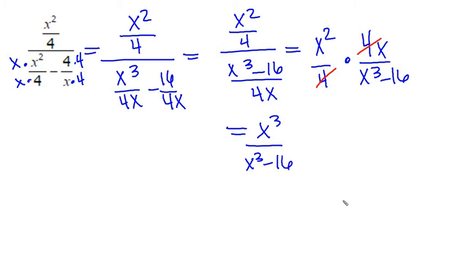Now, oftentimes students will want to simplify that x cubed, but remember that that is not what this is. We cannot bust apart a denominator. We cannot break that apart. So x cubed has to be divided by the quantity x cubed minus 16. So this would in fact be our final answer. Okay?